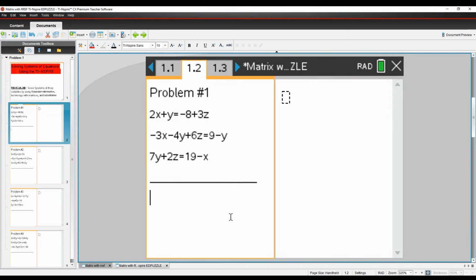So problem number 1. The rules of matrices and rules of solving are that you need to put these in standard form: x, y, z equals a number. So go ahead and put all three of these equations in standard form.